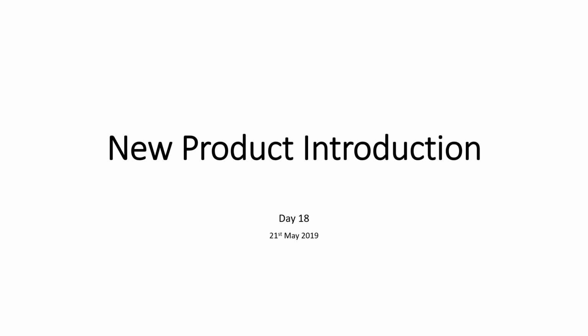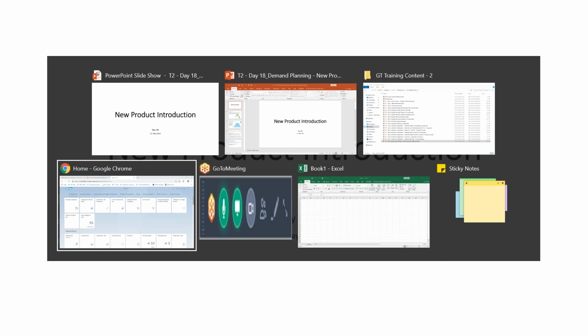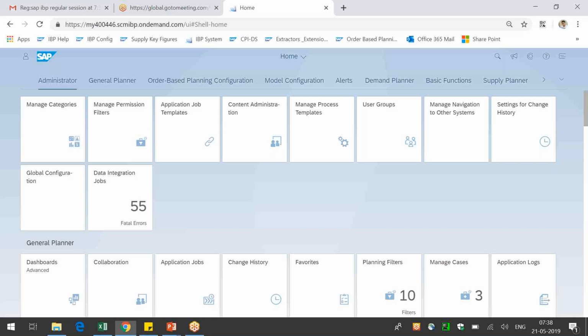I loaded the master data and I loaded the key figure data, and I followed a particular pattern. I gave actual quantity in the range of hundreds for the Amazon customer, and for another customer, I gave it in a range of thousands. I saved the history. I created the forecast model, so they all are available under the demand planner group.